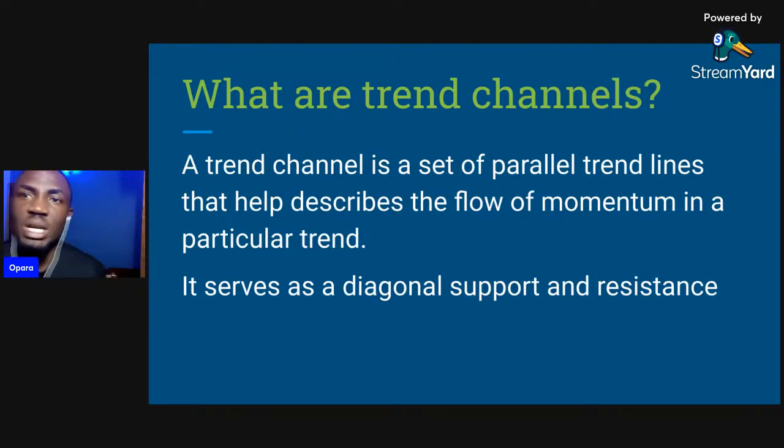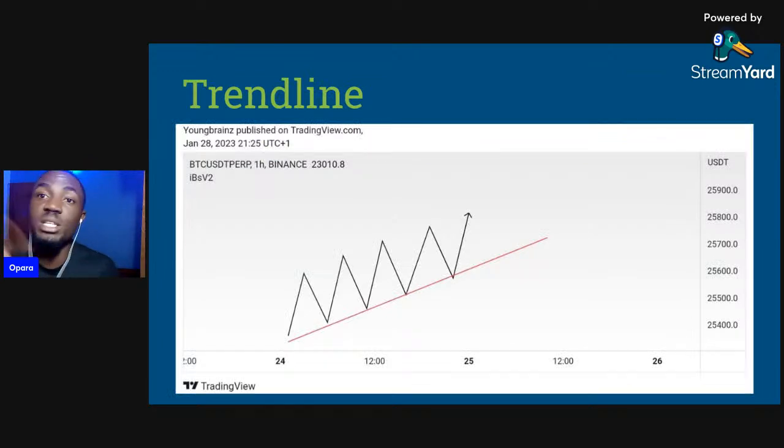Okay, a trend channel is a set of parallel lines. Keyword: parallel lines that help describe the flow of momentum in a particular trend. It serves as a diagonal support or resistance. In fact, that is the best description of a trend channel: a diagonal support or resistance. So let's progress.